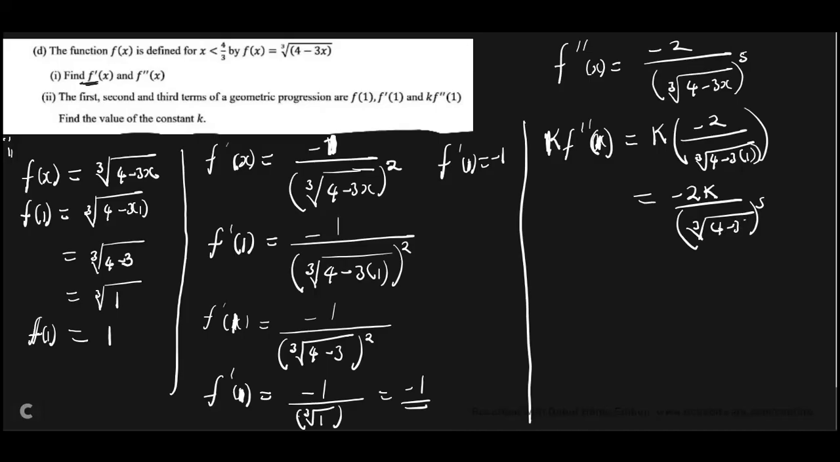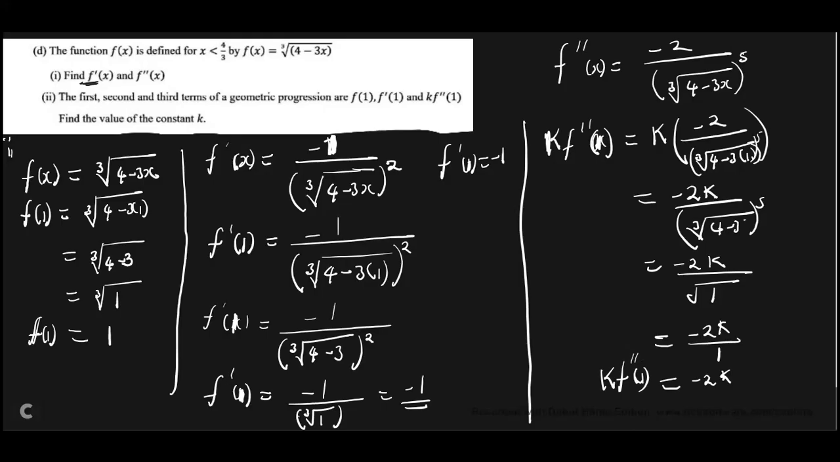Down here, make sure you put this 5. So we have negative 2k like that over. If you see everything here to be 1, then it will be negative 2k. The cube root of 1, the answer is 1, such that your answer is negative 2k. So k times the second derivative of 1, we have found that, right?